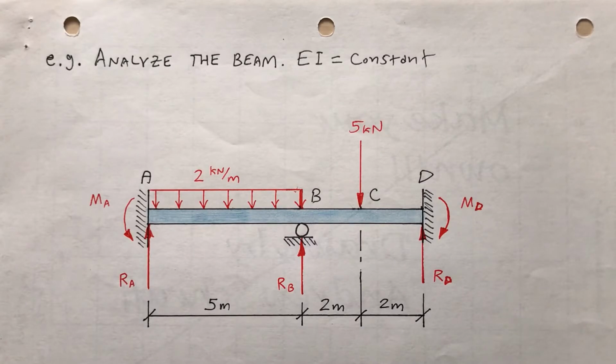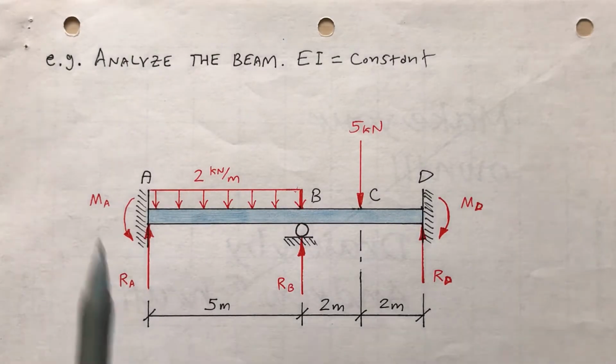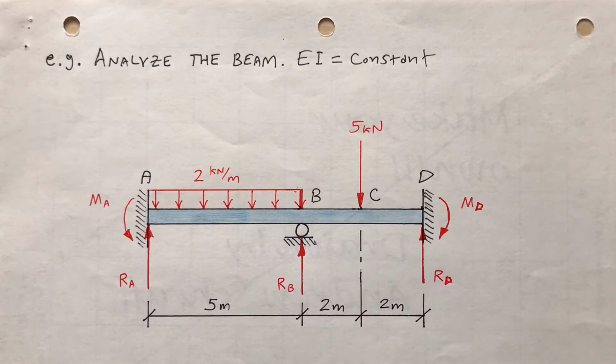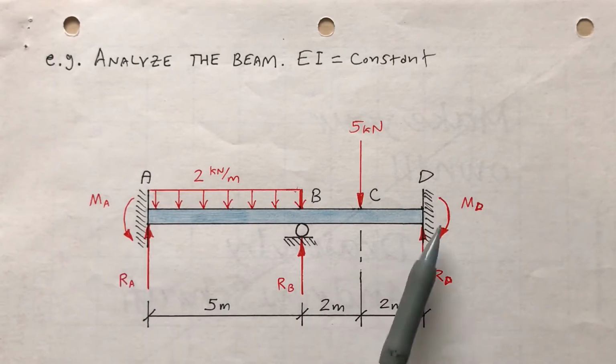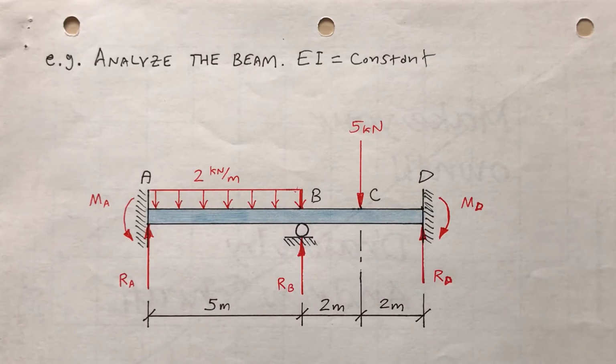So I've got a distributed load, 2 kilonewton per meter, between A and B. A point load at C of 5 kilonewtons. A kilonewton is about 225 pounds. Okay, and you'll notice that I've got moment reactions at A and at D. I would also have horizontal reactions. I don't bother showing them because there are no horizontal forces. So let's just say that the horizontal reactions at A and D are 0, so that's a moot point.